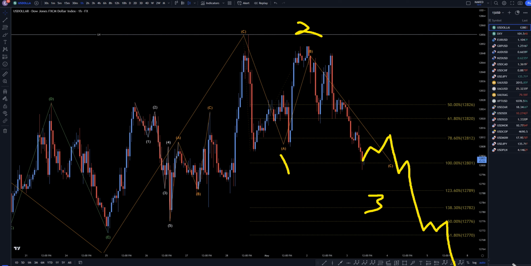So as usual, we do have a few possibilities, but if we pay attention to the pattern, we pay attention to our structure and the shapes that the market makes, we should be able to have a pretty good idea of what's going to happen next.